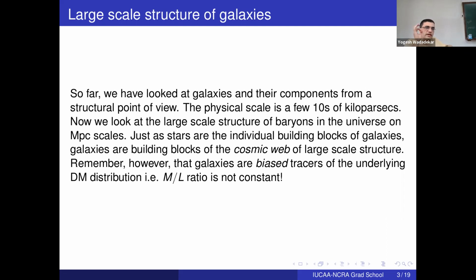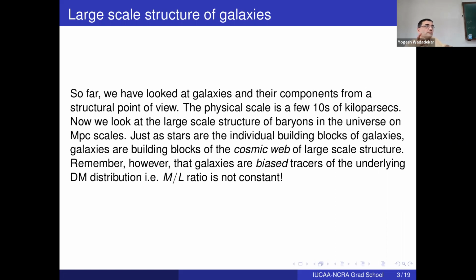You should constantly remember the fact that galaxies are good tracers of the underlying large scale structure, but they are biased tracers of the underlying dark matter distribution. So the mass to light ratio, where mass now includes the total mass including the dark matter, is not constant everywhere in the universe. So long as you remember that, you can use galaxies as biased tracers of the underlying matter distribution as well.